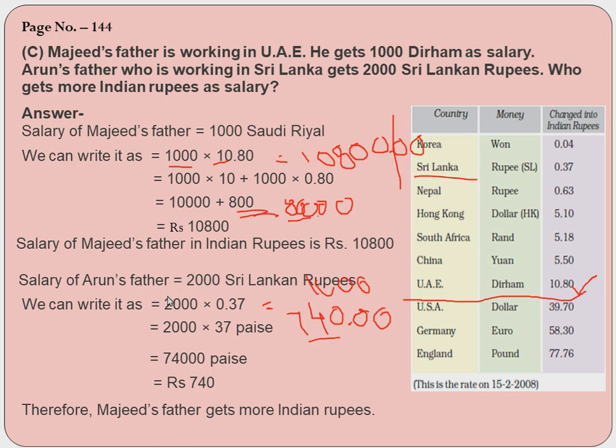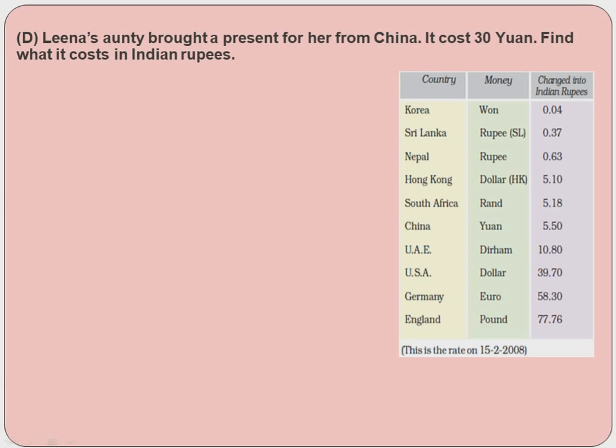Therefore, whose father, who gets more money? Majid's father gets more Indian rupees, because per month Arun's father gets only 740 when we convert into Indian rupees. But when we convert Majid's father's amount into Indian rupees, he is getting 10,800. Now, let's move to the next one.